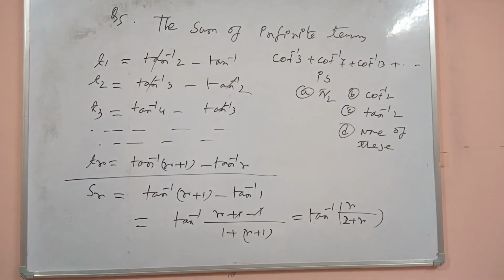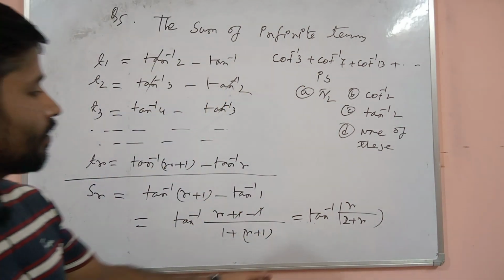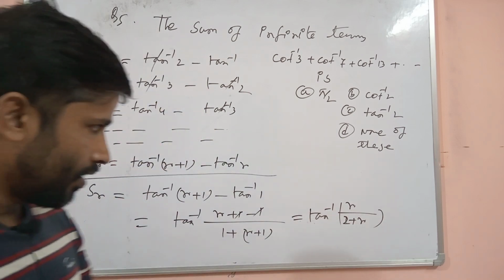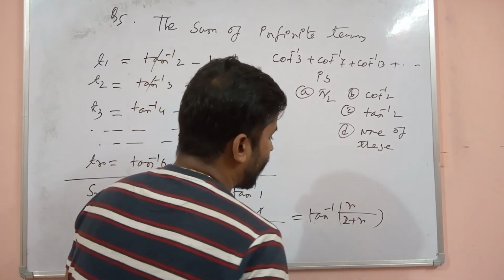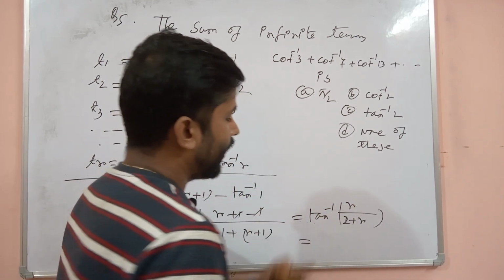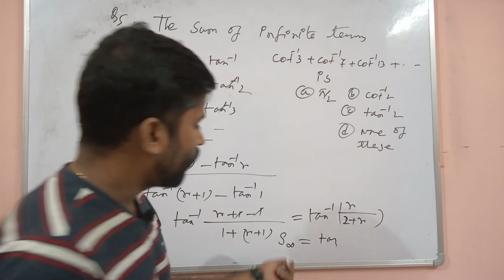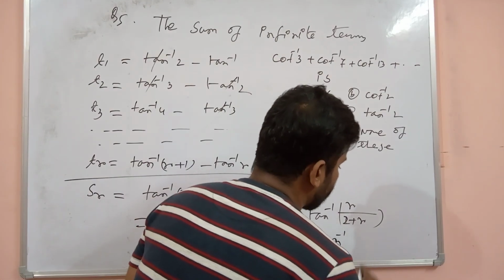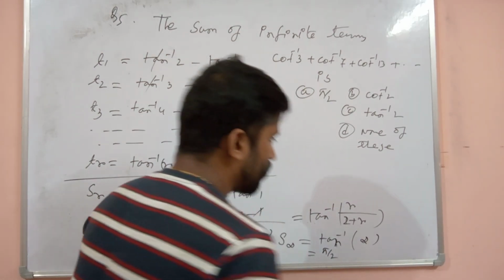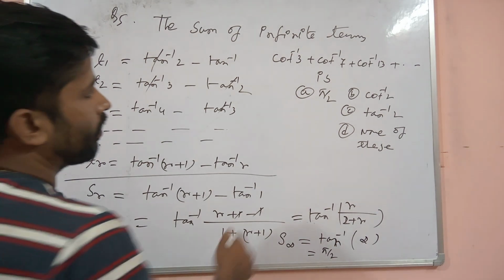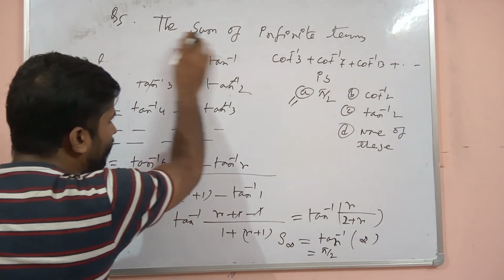Okay, as we are asked to find the sum of the infinite terms, then r would be a large number. If a large number is divided by a hugely large number, then it would be undefined. So tan inverse of the suffix infinite, its value is pi by 2. As it is matched with option A, the appropriate answer will be option A.